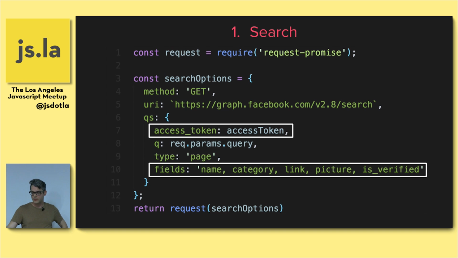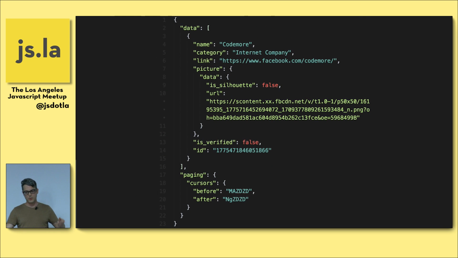So this is what a response looks like from search. You have two properties that come back: data and paging. We're going to ignore paging. And then we have everything that I asked for: name, category, link, picture, which is the profile picture, is verified, and ID. And that's enough to build up a UI of search results. You know, we have a line item. It's got the profile picture. It's got the name of the page that you can wrap in an A tag, and now it's a link, and whether it has that blue check mark.